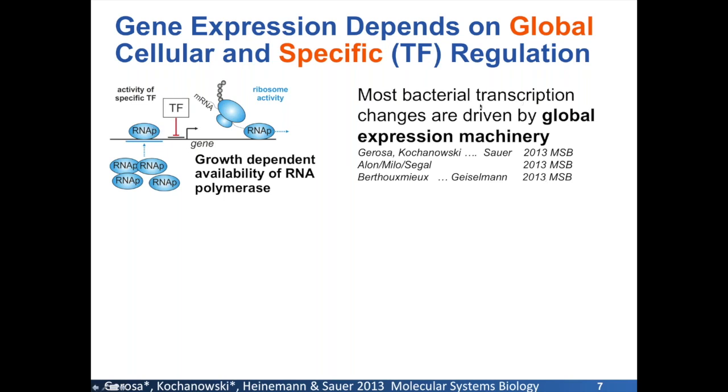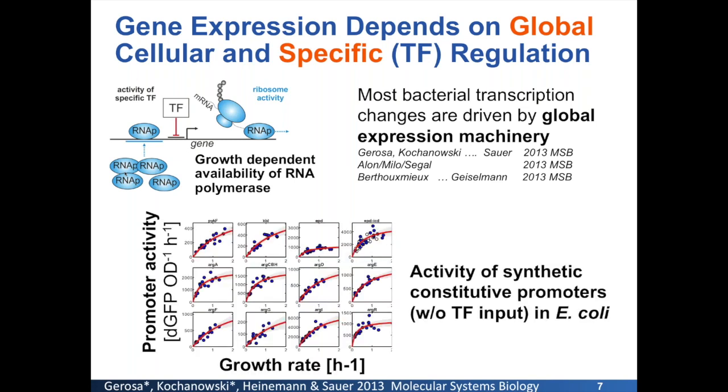And so about 4 or 5 years ago, there were 3 papers that quantified this aspect, and all 3 agreed that most of the transcript changes that we measure in a cell are actually driven by the availability of the RNA polymerase. And that is directly correlated with the rate of growth.